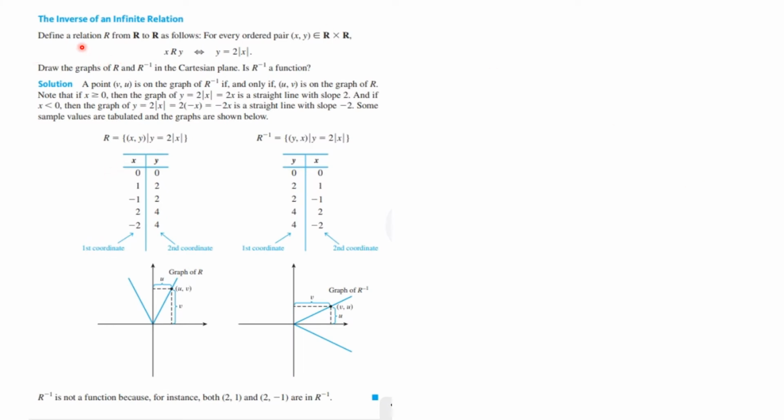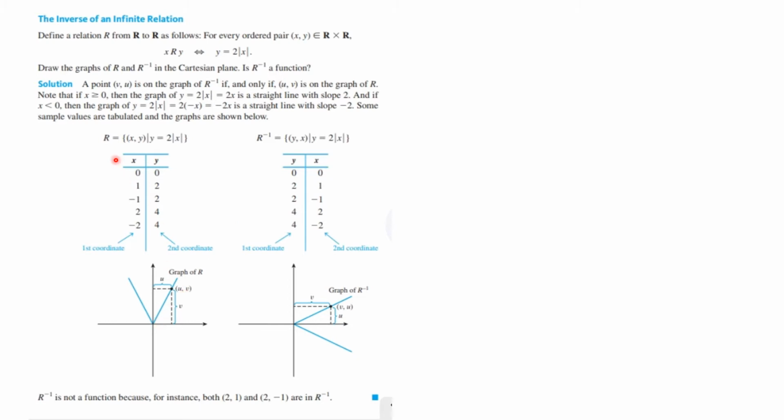Now, we were doing finite relations, but we actually can have the inverse of an infinite relation. Define a relation R from R to R as follows: for every ordered pair (x, y) in R cross R, x is related to y, or x R y, if and only if y is equal to 2 times the absolute value of x. Draw graphs of these in the coordinate plane and answer the question, is this a function?